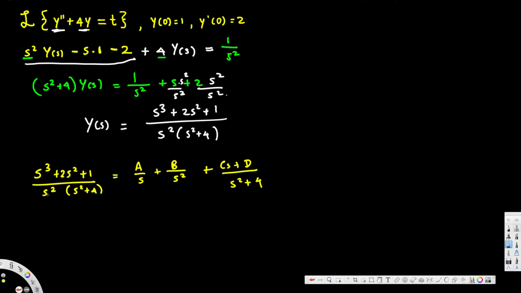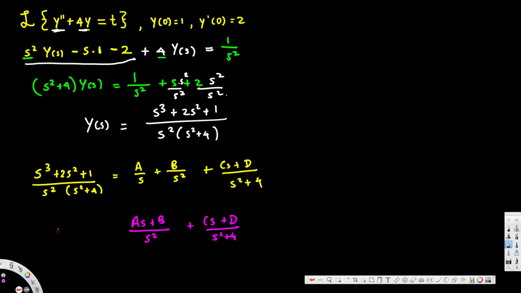Okay, this s square repeats 2 times, because when you have a square you have to repeat twice. If you have a cube, you have to repeat this one 3 times. It goes like that. Okay, and here we have a linear term because we have a quadratic in the denominator, and this would also be quadratic. You can also write this one as As plus B over s square, and then this will become Cs plus D over s square plus 4.